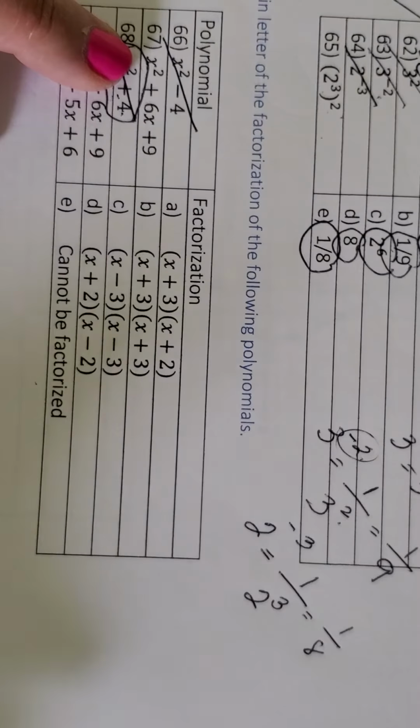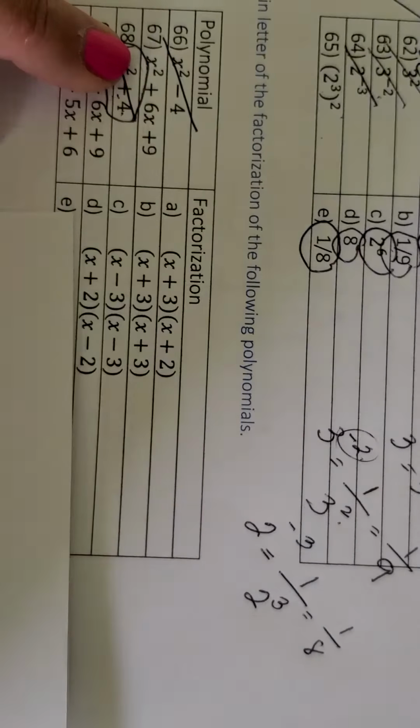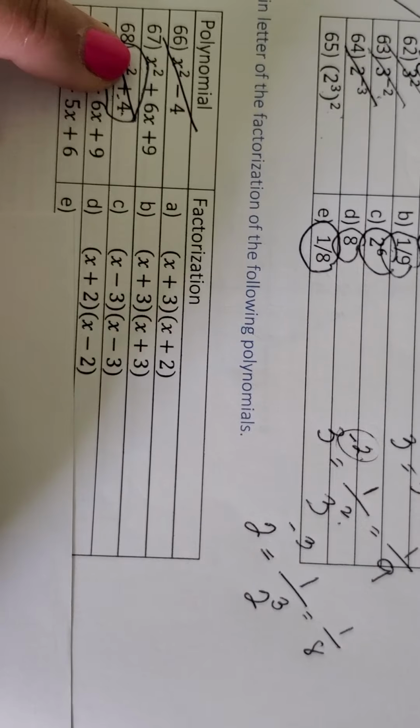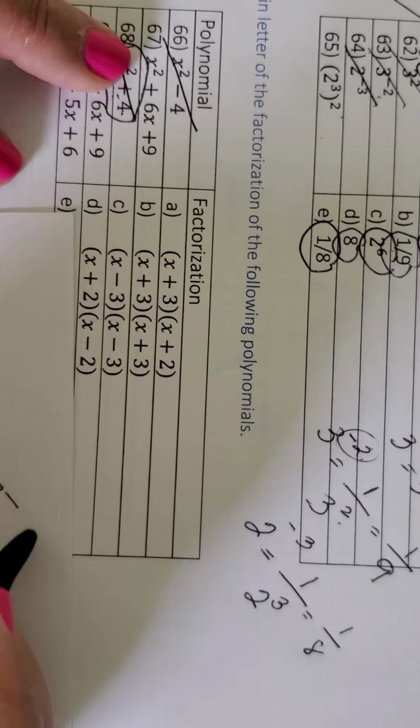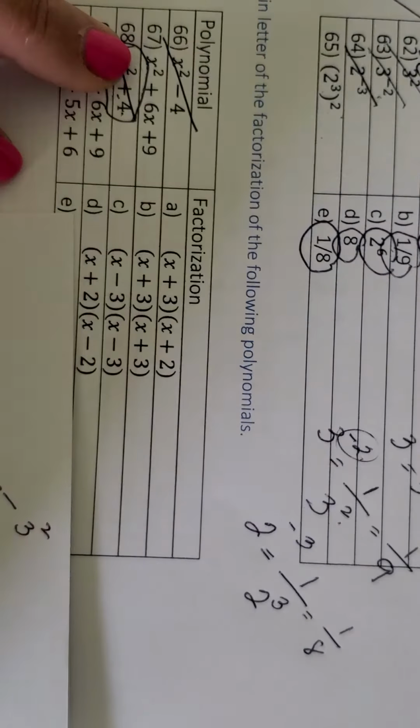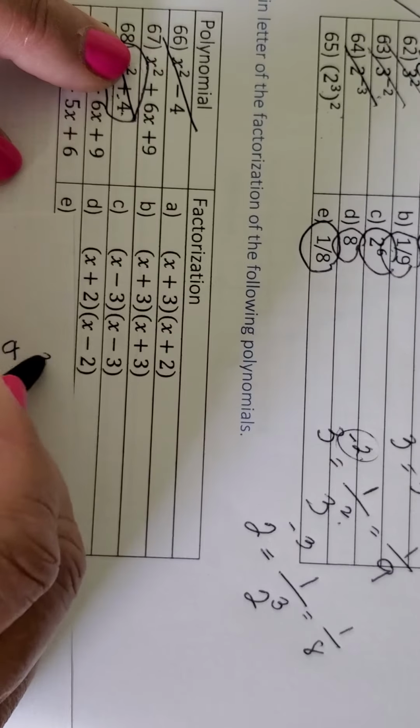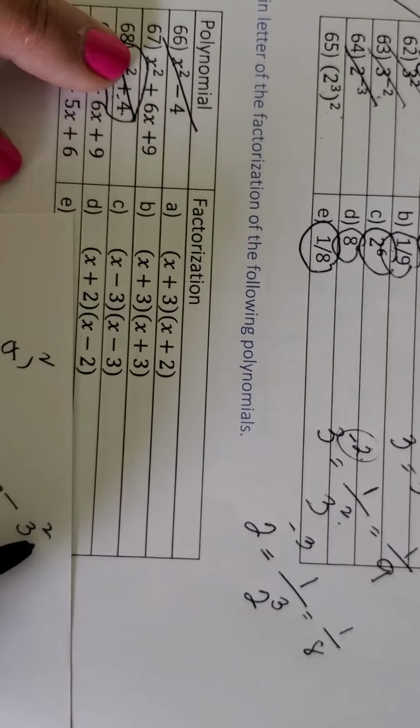Now let me work with problem number 67, which is x squared plus 6x plus 9. Look at this. 9 is the same thing as 3 squared, and this is x to the second power. This is the perfect square. This is the perfect square.